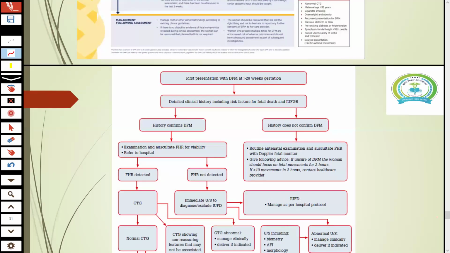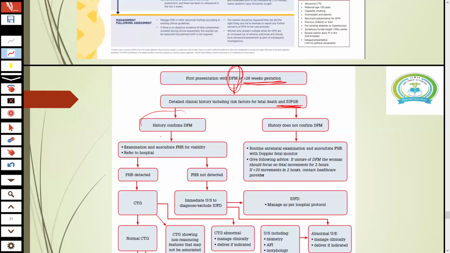Here, if our patient was in labor and there was meconium-stained liquor and all these things, but just go through the topic: if the patient presents with decreased fetal movement, and the gestation is more than 28 weeks, it should be more than 28 weeks when they present with this complaint, we have to take the whole history and examination. We need to rule out risk factors for fetal death and IUGR, so history and examination are important.